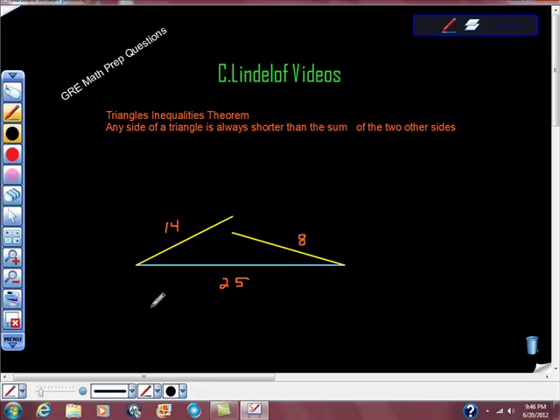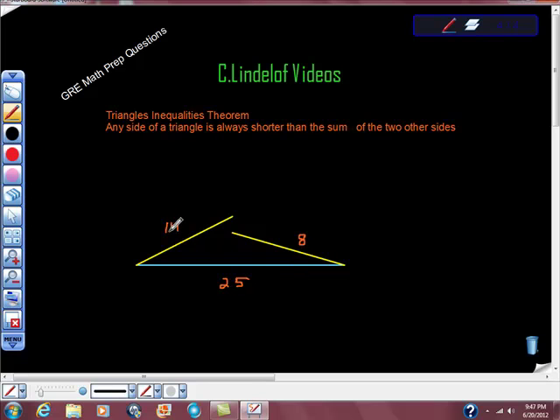Well, I think that it won't, and here's why I think that it won't. Let's take a look. If we add any two sides, they have to be longer than this side. So let's add this one and this one. That's longer, isn't it? And this one and this one, that's longer, isn't it?